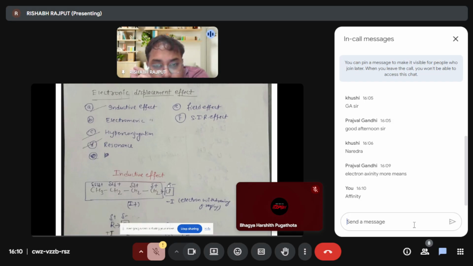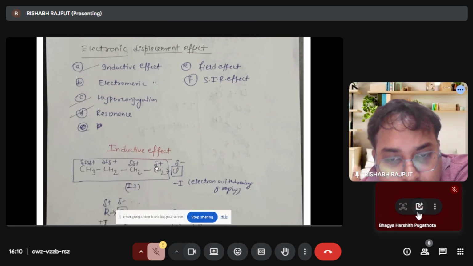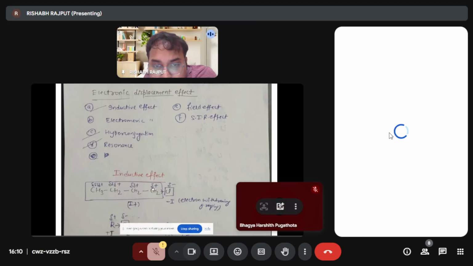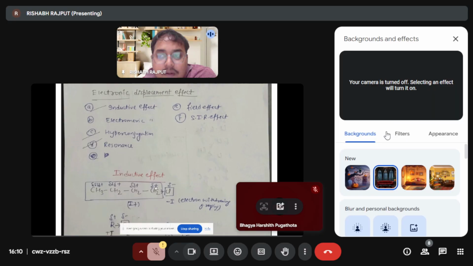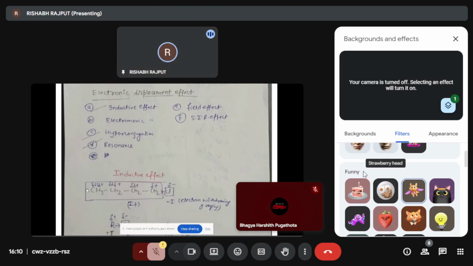Means the chlorine side will become negative and the carbon side will become positive. And if you go farther from the chlorine, it will become more positive. Because chlorine is negative, it will attract the electron towards itself, and this carbon has less electronegativity compared to chlorine. That is why this side becomes positive, and if you go a little bit ahead, you can see the positive polarization will increase.